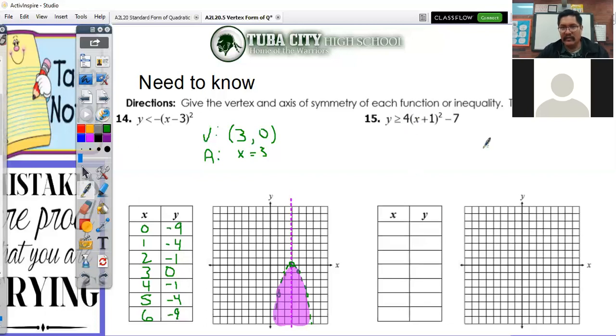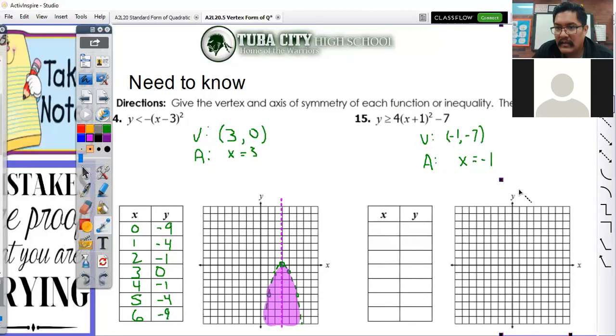Now let's go ahead and move on to this one here. So vertex, axis of symmetry. And that's going to be -1, -7. Axis of symmetry is going to be equal to -1. And that's the great thing about this.